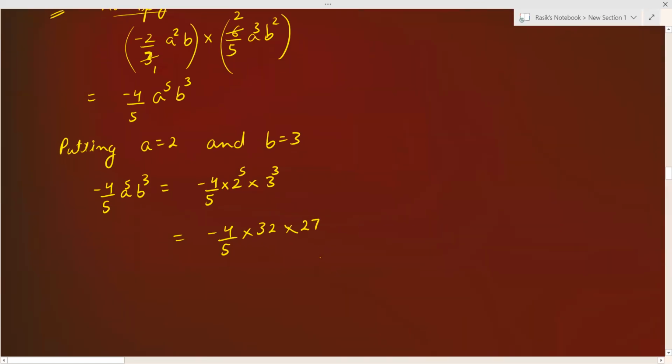Multiply and find the answer. Tell me how much it came: 4 into 32 into 27. What is the product? Tell me the answer. 4 into 32 into 27. You just have to do this much. Don't do any verification, it is useless. So the answer is minus 3456. Let me check, I am multiplying. Sir, we have to divide by 5 now.